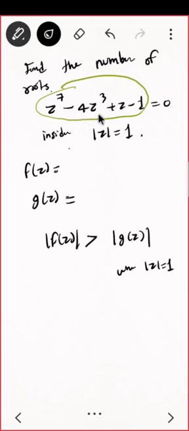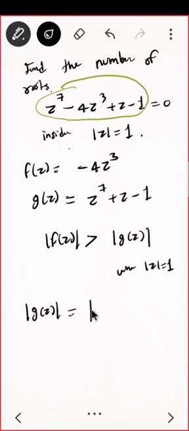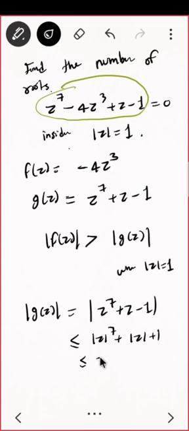See, mod z equal to 1. So if I take f of z as minus 4z cube, and g of z as the other part, z raised to 7 plus z minus 1, do you see this condition is satisfied now? What will be your mod g of z? Mod g of z is mod of z raised to 7 plus z minus 1. If you use the triangle inequality, this is less than or equal to mod z raised to 7 plus mod z plus 1, that is less than or equal to 3, which is definitely less than this. Do you agree?